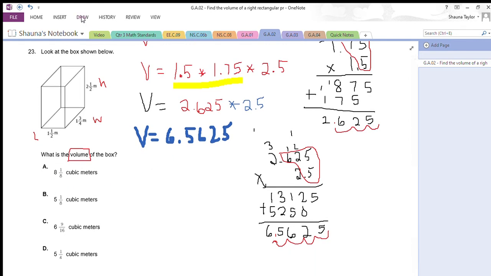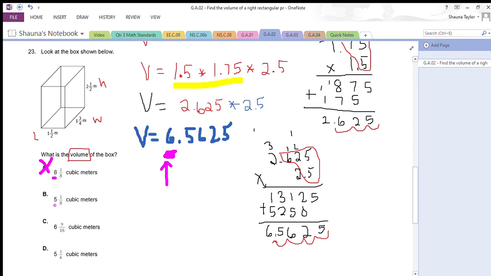All right, so now I'm going to look at my multiple choice here. Now the 6, if you take a look at this 6 here, that's your whole number. And then the numbers behind the decimal are your fraction part. So let's use our most educated guess here. A says 8 and 1/8. That says an 8. I'm looking for a 6. Okay? So A is gone.